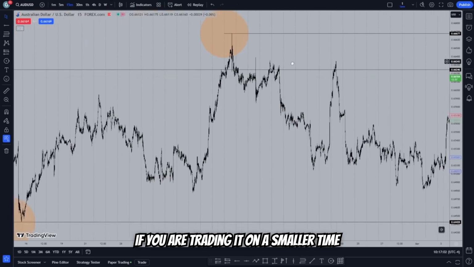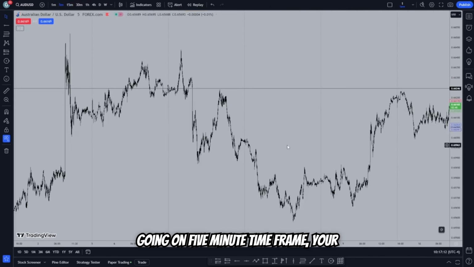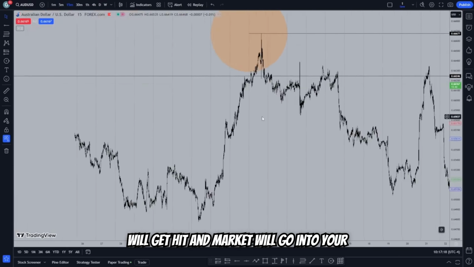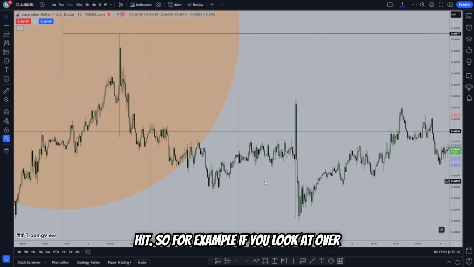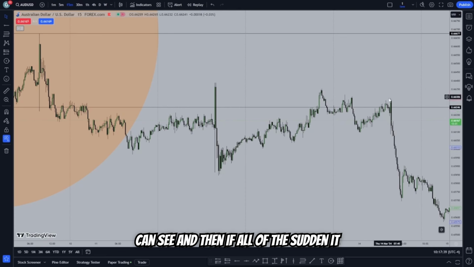So if you are trading on a smaller time frame with a daily bias, for example if you are predicting daily bias and then you go on the 5-minute time frame, your stop loss will get hit. Okay, the stop loss will get hit and the market will go in your direction, but the stop loss will get hit. So for example if you look over here, there was this stop loss hunt, and then this candle towards the upside took all the stop loss which was above these relative equal highs. Okay, and then price created another bullish type of move, trend line, if you can see, and then all of a sudden it falls down.